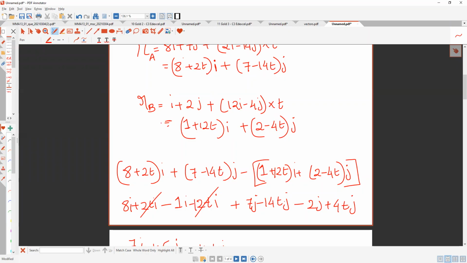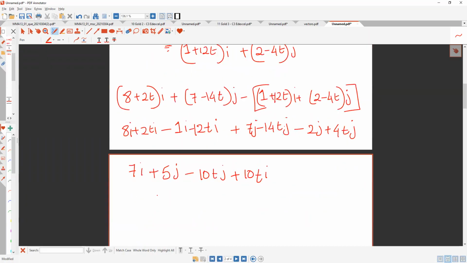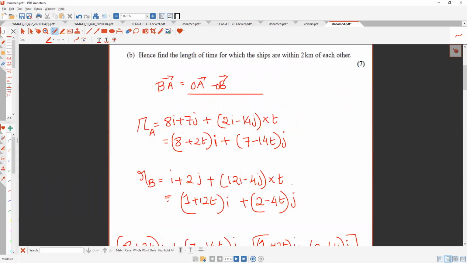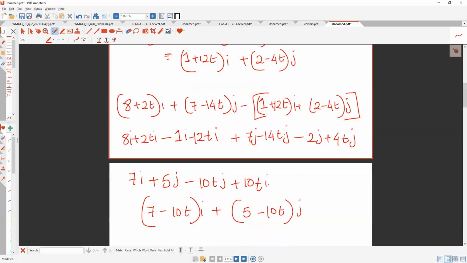So 2t minus 12t is what? Minus 10t. Okay, so for i, I can directly write 10ti. So it's going to be 7 minus 10ti plus 5 minus 10tj. Both are minus minus, hence proved for 5 marks.